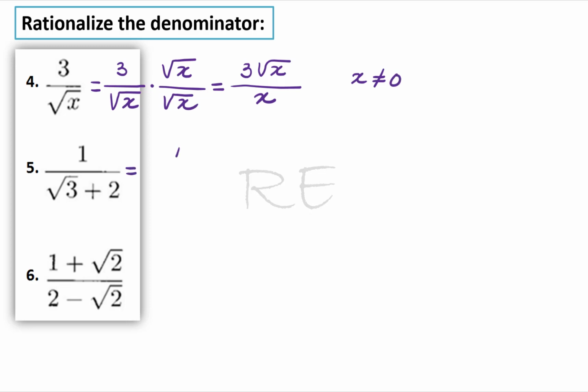To rationalize 1 over square root of 3 plus 2. This is a binomial, so we need the conjugate. We're going to multiply the fraction by square root of 3 minus 2 over itself.